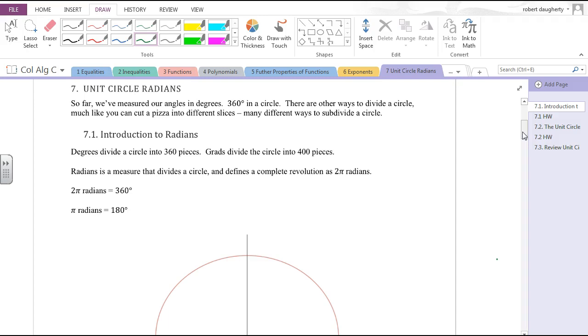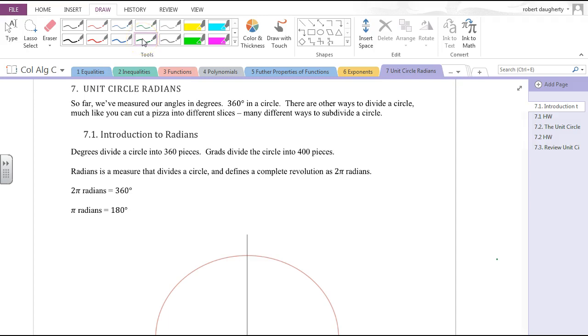Okay. So what we're going to do today, and the reason you have these plates in front of you, we're going to talk about another way that things get measured, and that is radians. Radians is very similar to what other word that you know mathematically? Radius, radii.